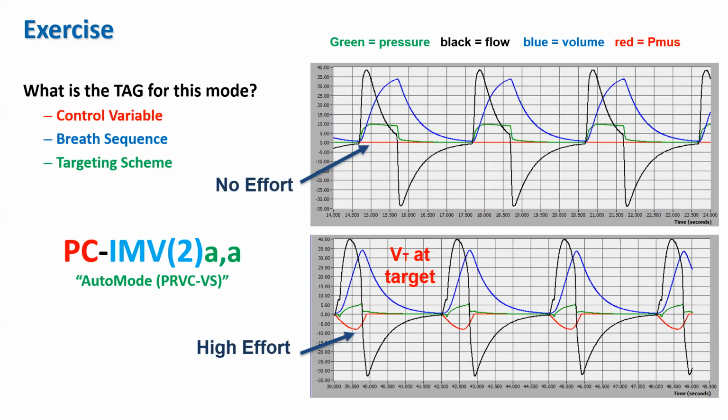The mandatory breaths, the first A, are controlled adaptively, and so are the spontaneous breaths, the second A. In fact, when the spontaneous breaths suppress the mandatory breaths, this ventilator acts like volume support. When the patient doesn't make any effort, it acts like pressure regulated volume control. And this is a mode called auto mode, of which there are 3 different types. This particular one, as I said, is PRVC, switching to volume support depending on the patient's spontaneous breath activity.